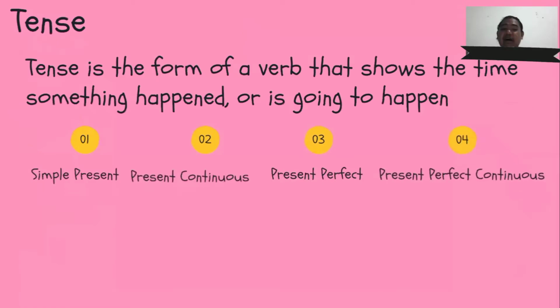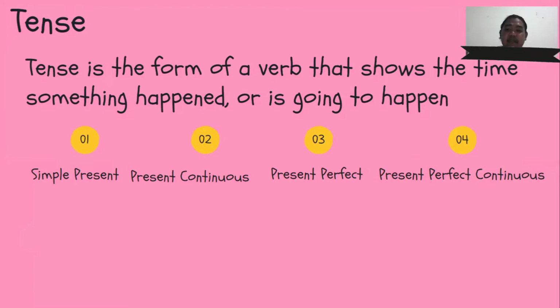Today we're gonna talk about tense. What is tense? Tense is the form of a verb that shows the time something happened or is going to happen. Tense in grammar is a verbal category relating the time of a narrated event to the time of the speech event. In language, the concept of time is expressed not by the verb but by other parts of speech, temporal adverbials, or even nouns, for example.